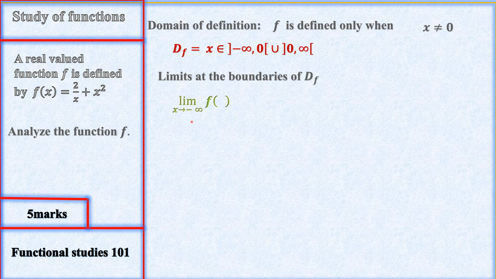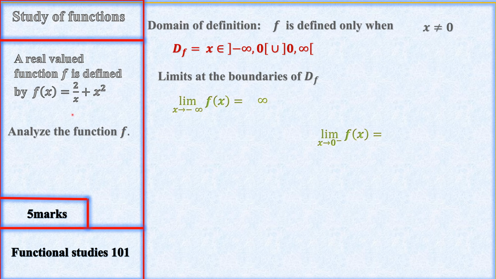The limit as x tends to negative infinity of f of x is equal to what? Look, as x tends to negative infinity, this quantity dies down, right? And now this is a square term, so this term will become positively large. So that tends to positive infinity.